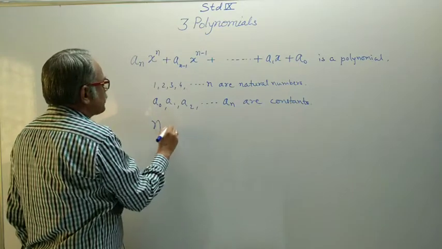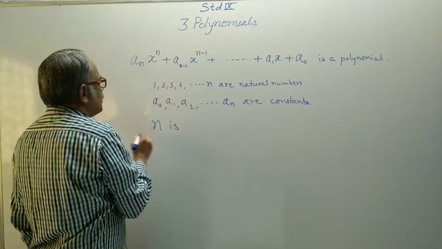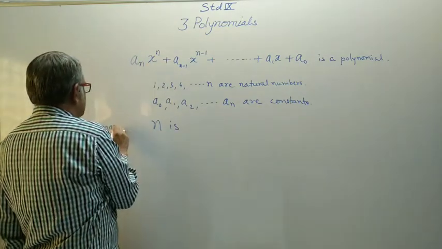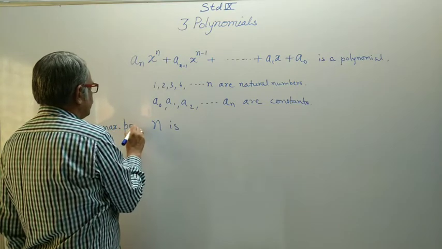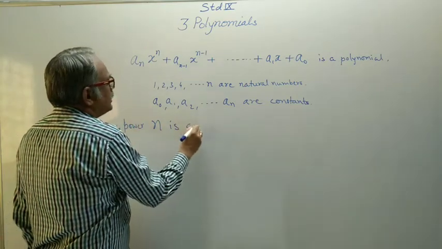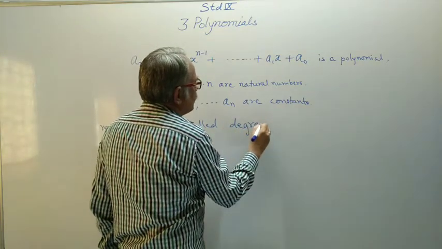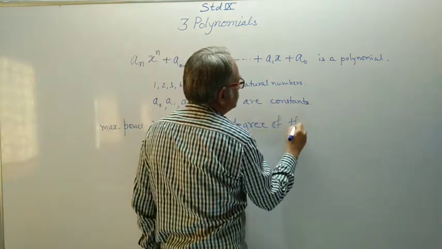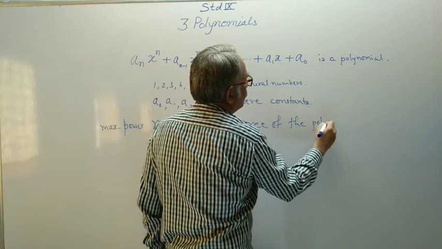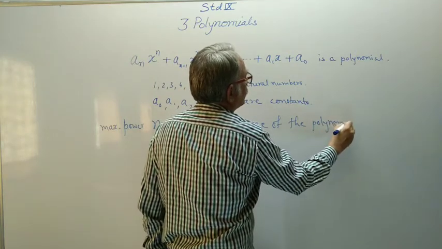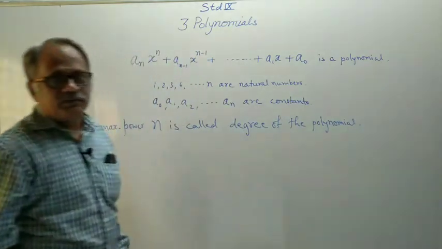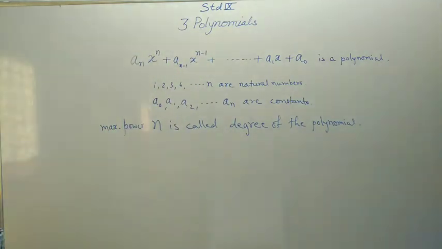Maximum degree n, maximum power n, is called the degree of the polynomial.